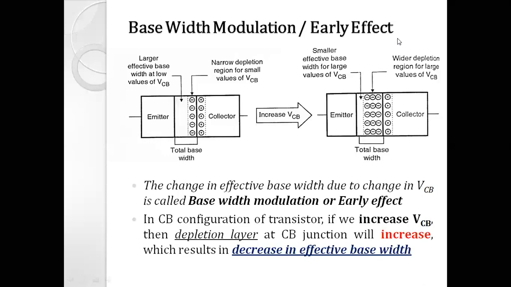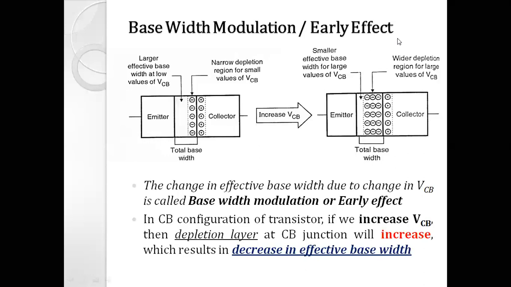After that, common collector configuration of transistor. We'll see how to bias the transistor when the common collector configuration of the transistor is done. Then current gain for common collector configuration, and again all the current components like collector current, emitter current, and the base current for common collector configuration, and each of the characteristics for CC.